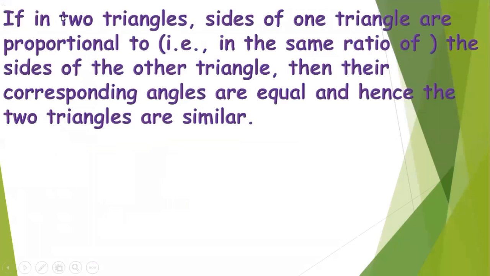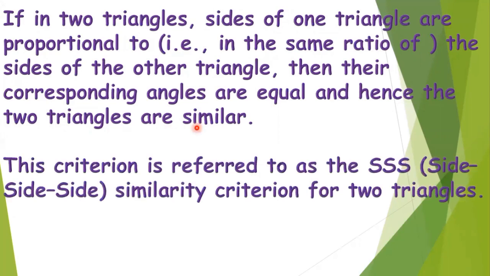Remember, you have to construct two triangles with their corresponding sides in the same ratio. Now let us state SSS similarity criteria. If in two triangles, sides of one triangle are proportional to the sides of another triangle, then their corresponding angles are equal and hence the two triangles are similar. This criterion is referred as the SSS similarity criterion for two triangles.